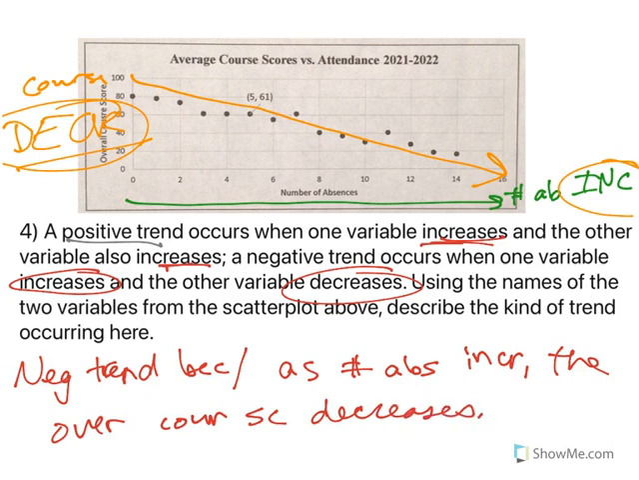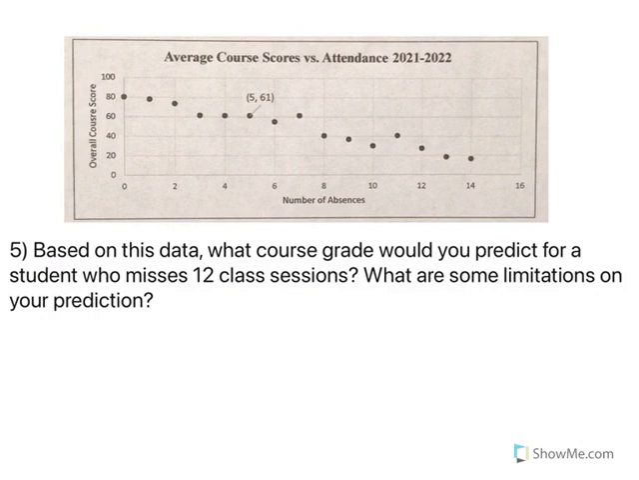And you just look at the dots on your graph. What is happening to them? As I move left to right, the absences get bigger. As I move left to right, my course scores get smaller. So we have an increase and a decrease. Therefore, we have a negative trend.